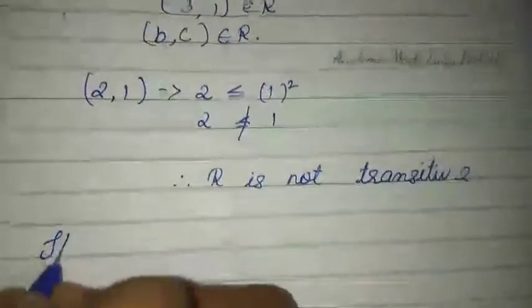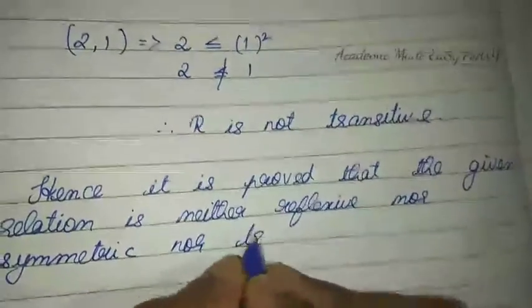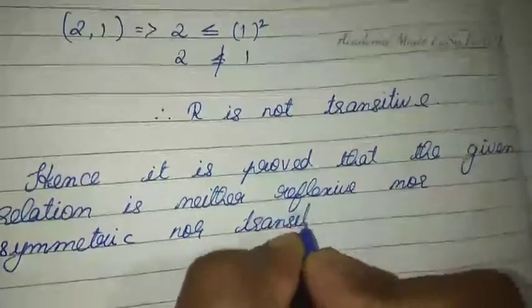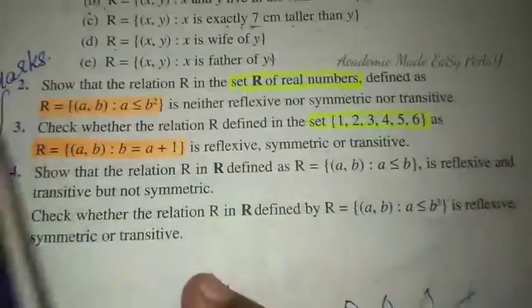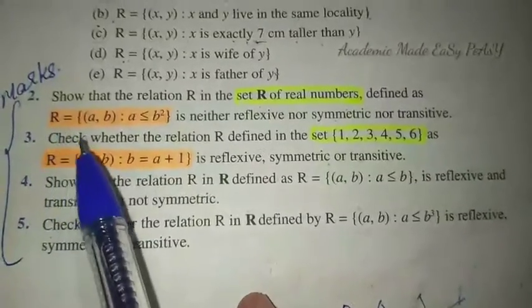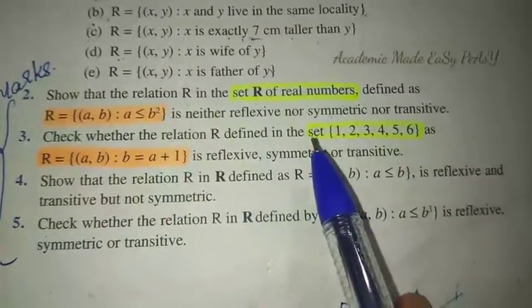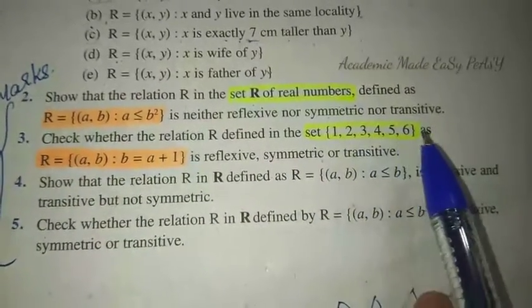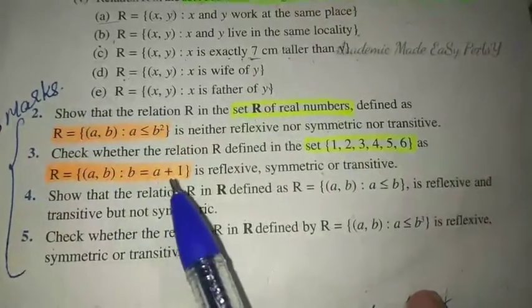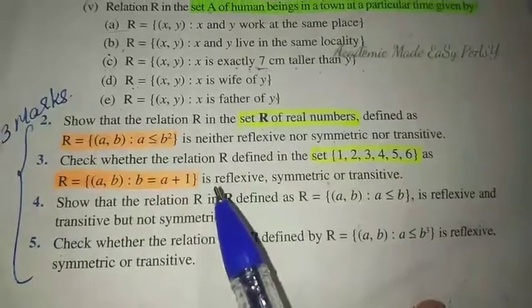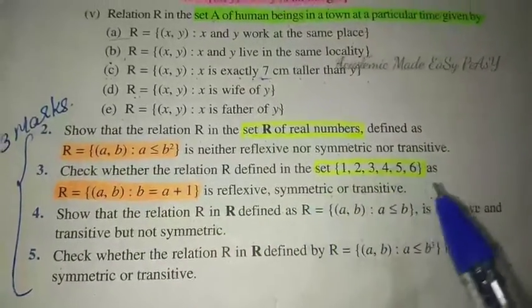Hence we'll write. Okay, so now we'll move on to the third question. Check whether the relation R defined in the set {1, 2, 3, 4, 5, 6} as R = {(a, b) such that b = a + 1} is reflexive, symmetric or transitive.